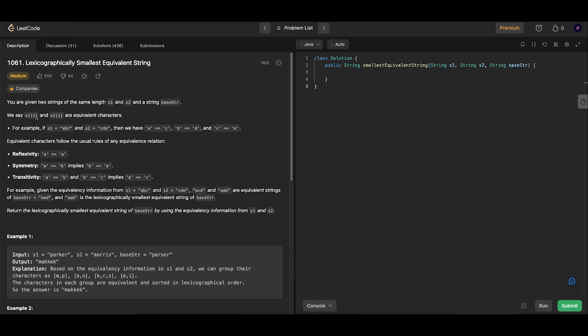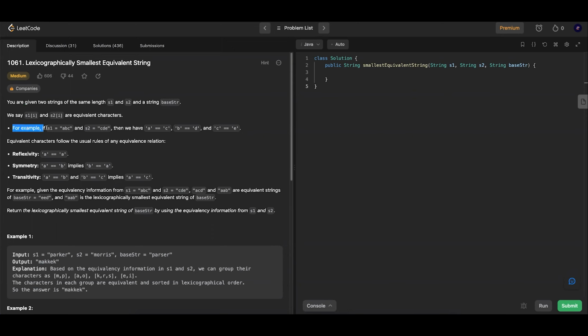In today's video, we are going to be solving the problem lexicographically smallest equivalent string. In this problem, we are given two strings of the same length, S1 and S2, and a base string. We say S1 of I and S2 of I are equivalent characters.